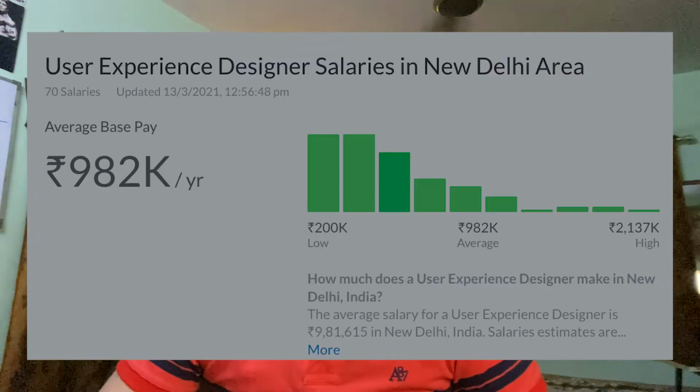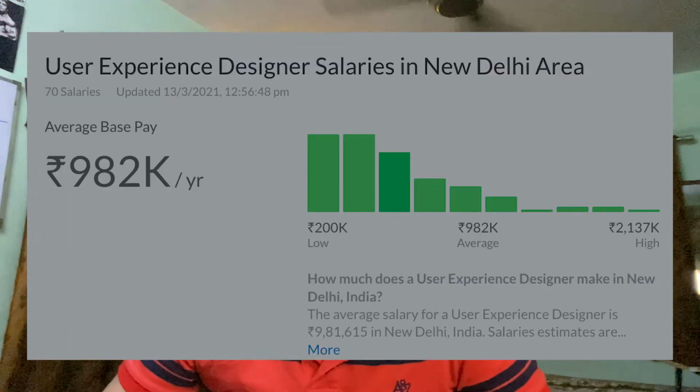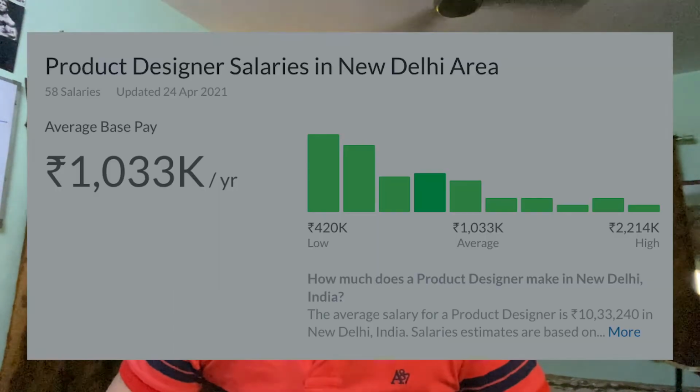Along with that, at the end, I really want to talk about the salaries in India, at least. What are the average salaries of a product designer and a user experience designer? So I have opened Glassdoor. The source of these particular salary numbers is Glassdoor. So for a user experience designer in India the average is 982K, that is 9,80,000 per year. That is the average salary of a user experience designer in India, and for a product designer it's closely around 10 lakh 30,000.